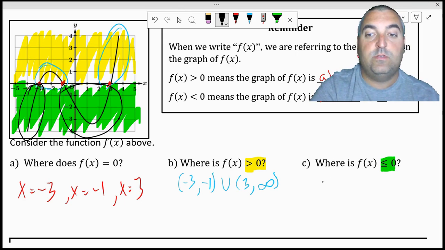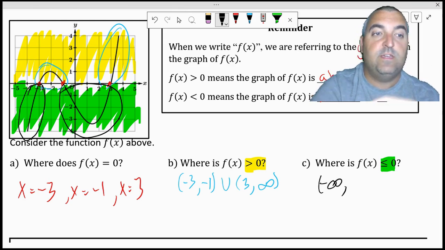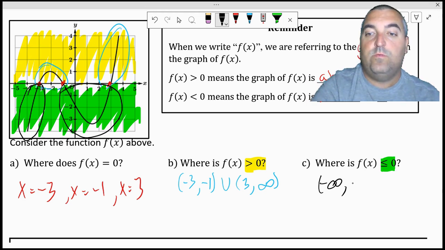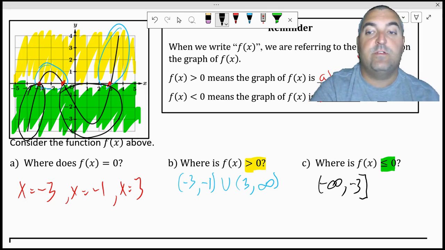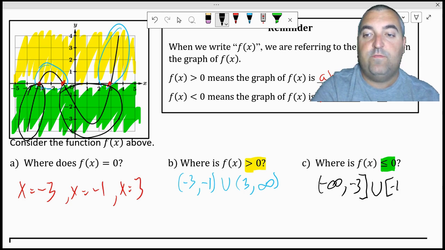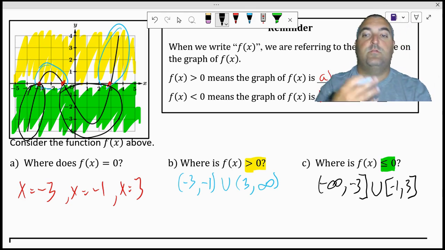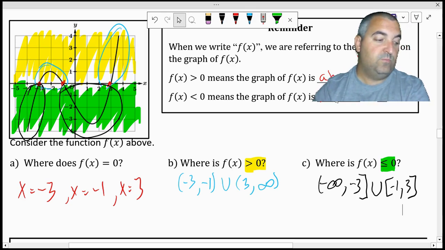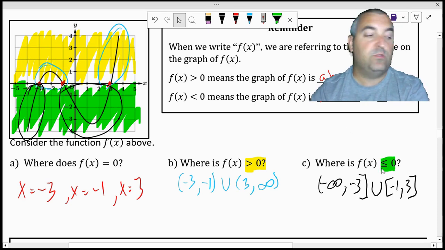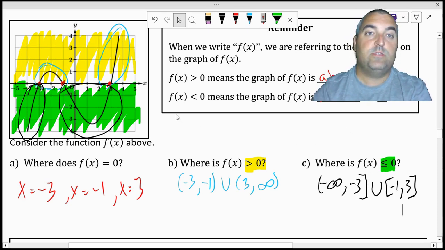So the leftmost part goes from -infinity, again, you're reading left to right, all the way to -3. This time, though, because it's or equal to, and that is an x-intercept, that's a 0, -3, we're going to put a square bracket. And then we have another section, so we're going to put the union, and then this one starts at -1 and goes all the way to 3. And again, those are both x-intercepts, which means they're zeros, which means we include them when we say or equal to 0.